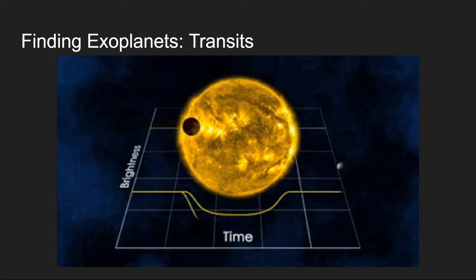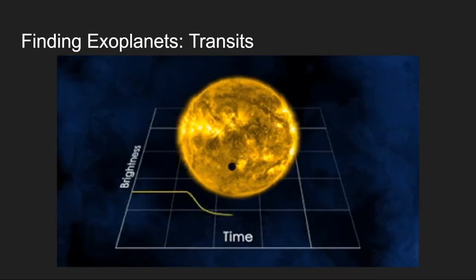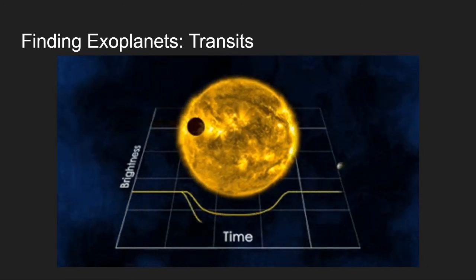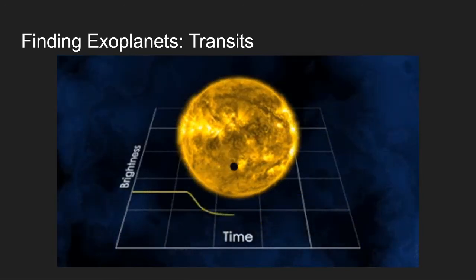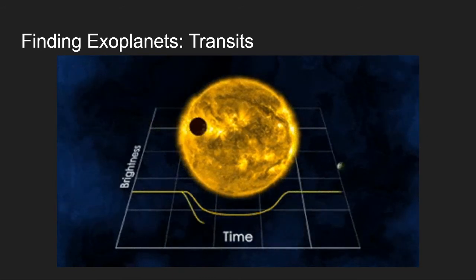Now, one of the great things about this is based off of how much the star's light dims, we can actually figure out the size, the radius of the planet, because a bigger planet is going to block more light and cause a bigger dip in the star's brightness.